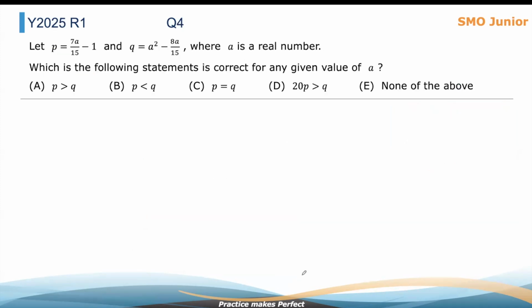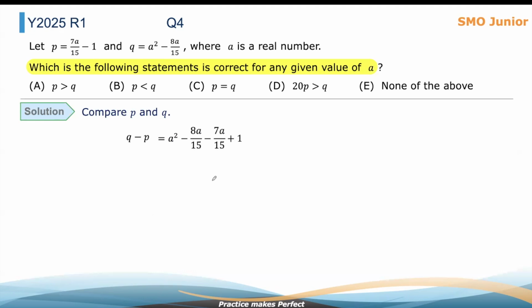Question 4. Given P and Q are in terms of a. From the following statement, we need to compare P and Q. We use Q minus P. Q minus P equals a quadratic function. Simplify it, we get a squared minus a plus 1. a can be any number.